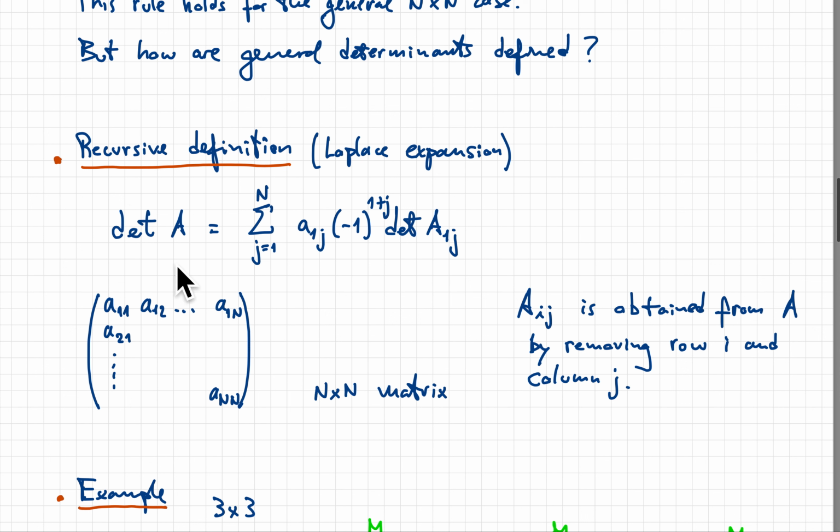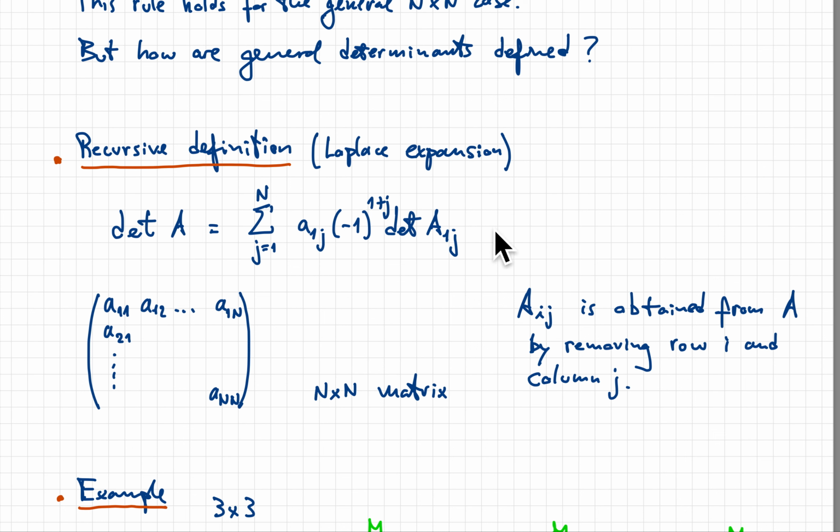The determinant of A is given by the sum from j equals 1 to n, assuming that A is an n by n matrix that looks like this, of a1j times minus 1 to the 1 plus j times the determinant of A1j. Now this A1j is itself a matrix, and is obtained from the original matrix A by removing the row i and the column j. So what does that mean?